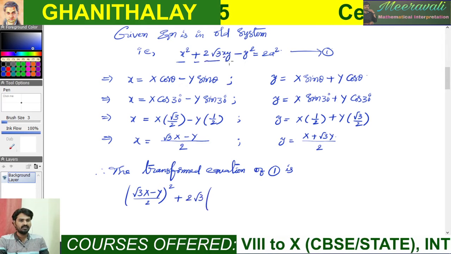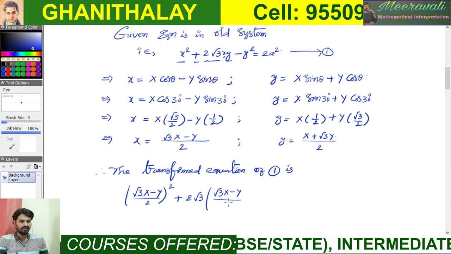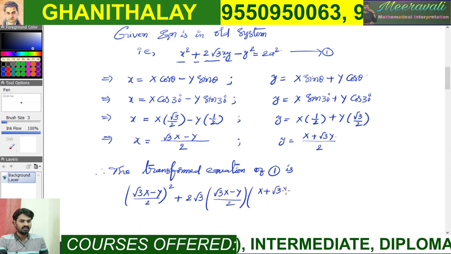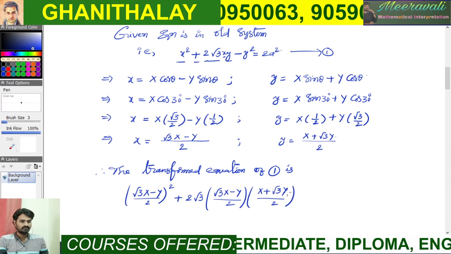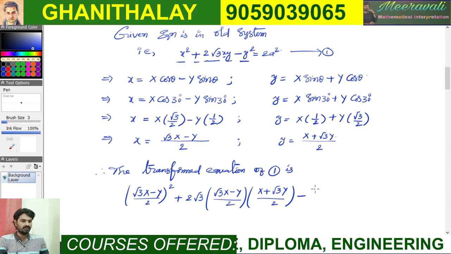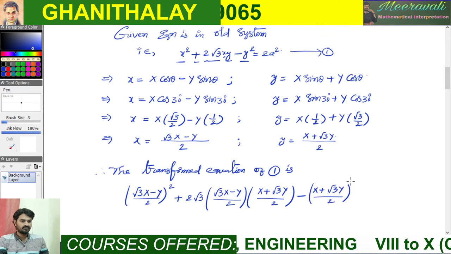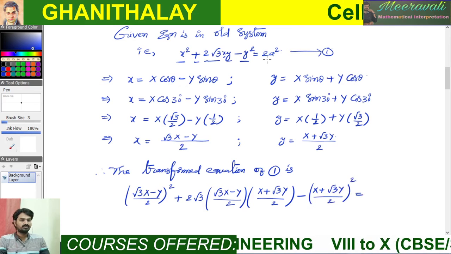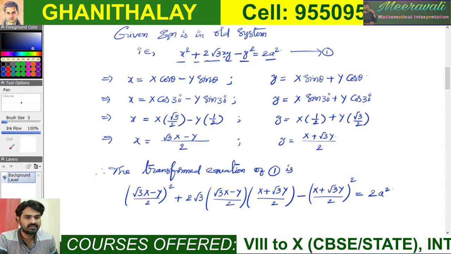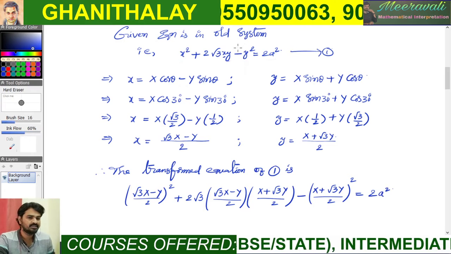X means this one and y means this one. x value is (root 3x minus y) by 2, into y value (x plus root 3y) by 2. Next, minus y square, where y value is (x plus root 3y by 2) whole square, is equal to 2a square. Okay students, understand this one, how I have written? This is the problem.